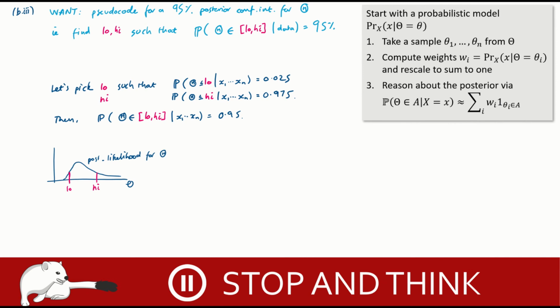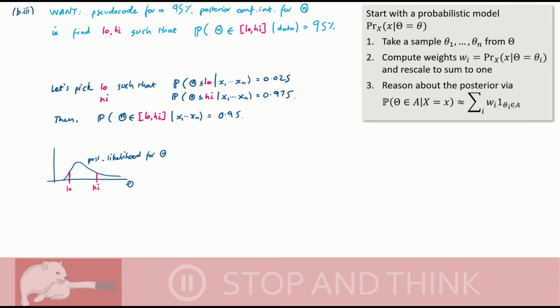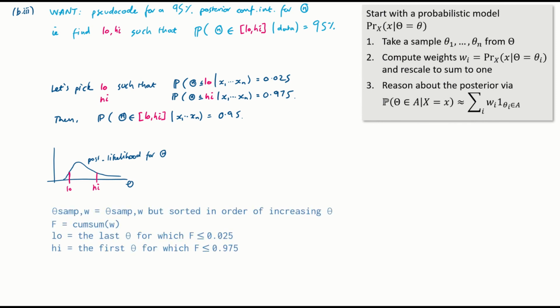Okay, that's more detail about what we want. How could we achieve this in code? Basically, we want to find low such that 2.5% of the mass is associated with values less than low. A simple way to do that: take our theta sampled values, a list of theta 1 up to theta m, sort them in order of increasing theta, and find the first point at which the cumulative sum of the weights just touches 2.5%. Similarly for high.